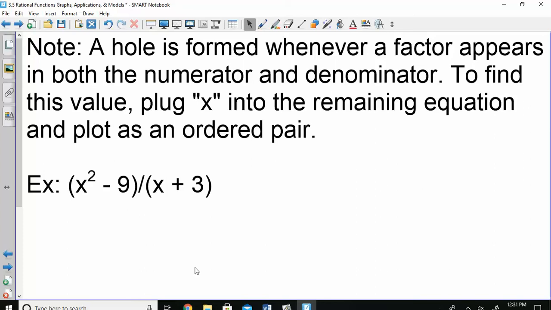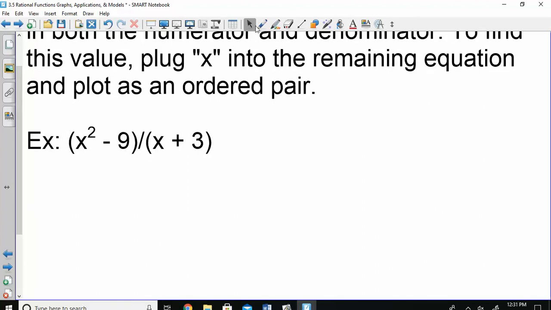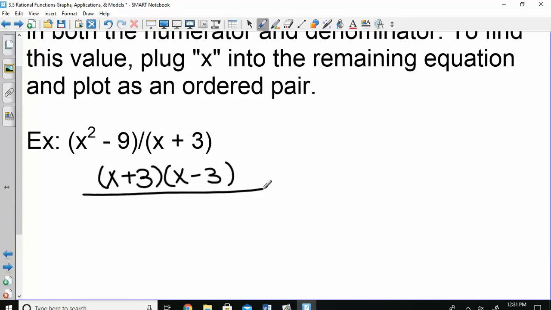So we talked a little bit about this yesterday when we looked at domains. When you factor and something cancels out, that creates a hole in the graph. So x squared minus 9 breaks into x plus 3, x minus 3 over x plus 3. You guys see the x plus 3 cancels here and you're just left with x minus 3. But like I talked about yesterday, the graphs of these two things are not identical because of the domain.